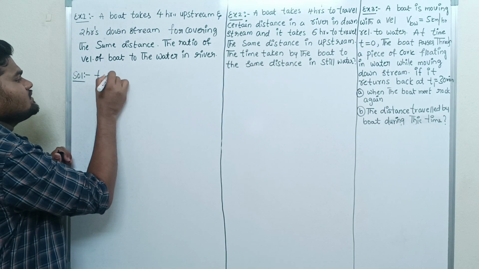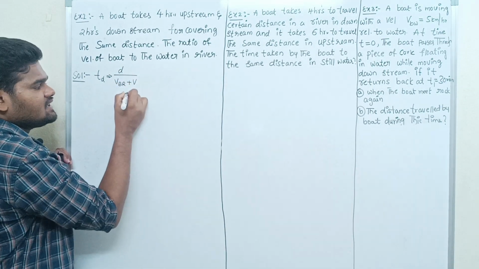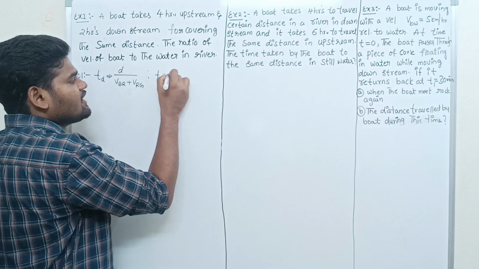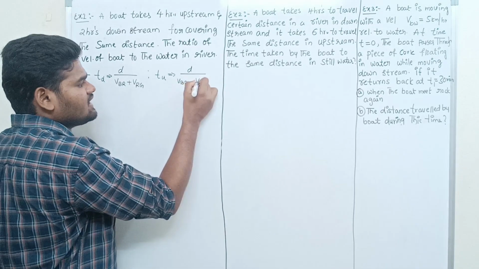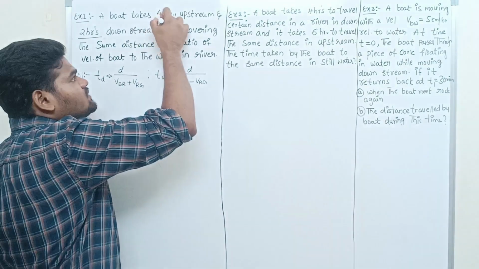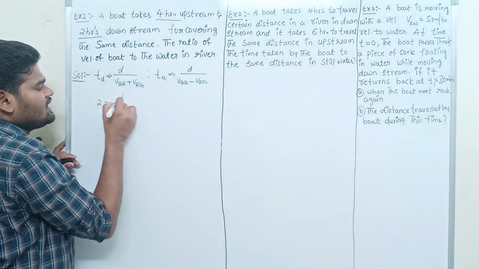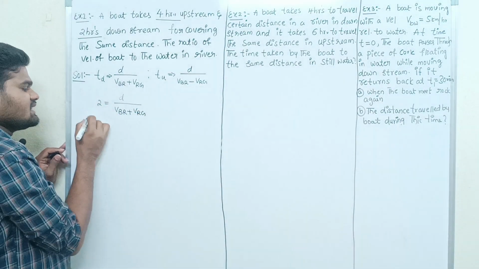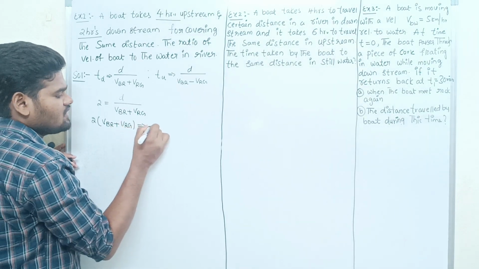So what is the formula for downstream? Downstream time T_D is equal to distance by velocity of boat with respect to river plus velocity of river with respect to ground. Okay, so what is the equation for upstream? D by, just place minus here, velocity of boat with respect to river minus velocity of river with respect to ground. What is the downstream time they have given? 2 hours. What is the upstream time they have given? 4 hours. Just substitute here. So downstream 2 hours is equal to D by VBR plus VRG. Bring this to this side. So 2 into (VBR plus VRG) is equal to D.